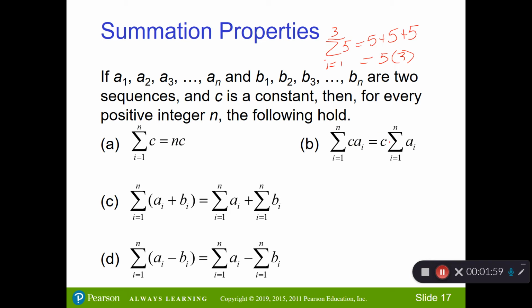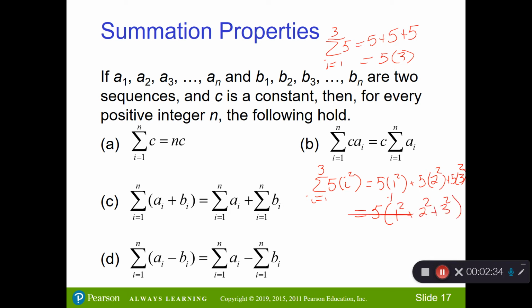A constant can also be taken out in front of the sum. So for example, let's say that I have the sum from i equals 1 to 3 of 5 times i squared. Then I would have 5 times 1 squared, 5 times 2 squared, and 5 times 3 squared when I substitute in i equals 1, 2, and then 3. Well, we know that we could factor out that common 5 and have 1 squared plus 2 squared plus 3 squared inside the parentheses, and these two are the same. So I could have brought the 5 out in front of the sum to begin with, and that's what this property is saying.